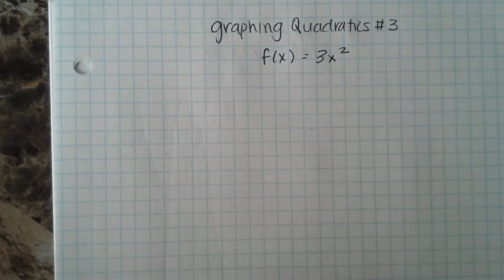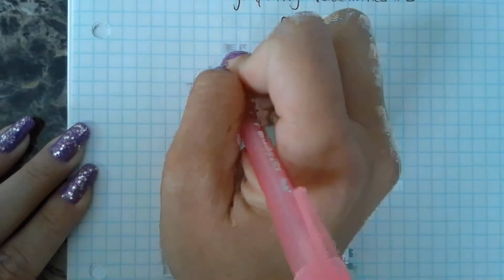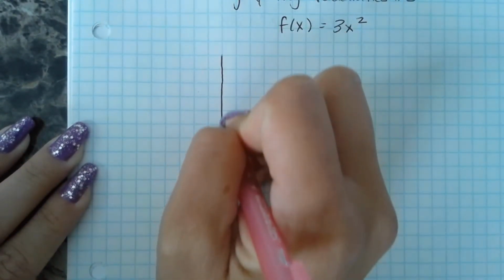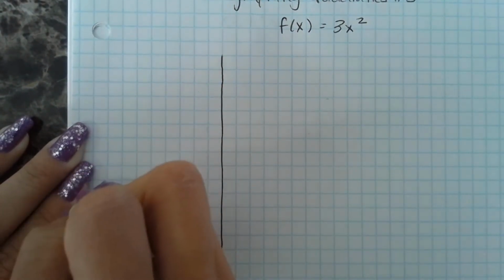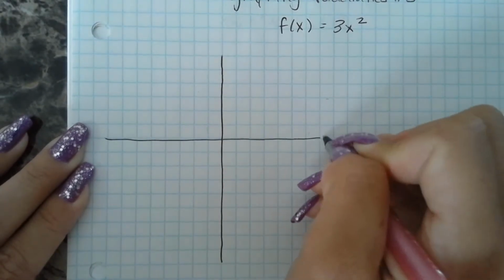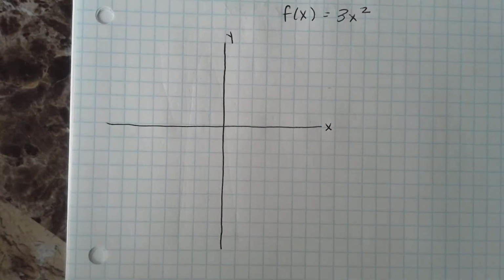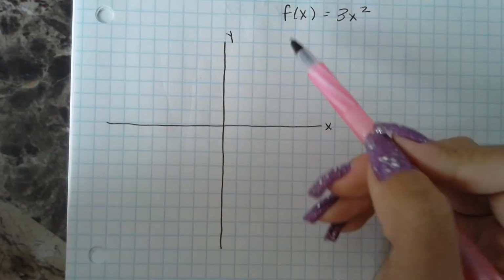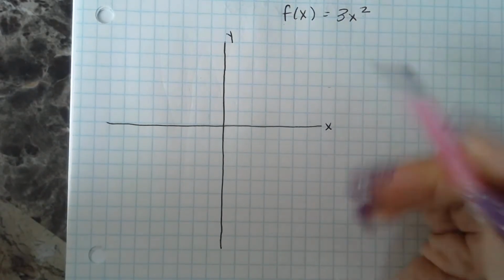So the first thing I like to do is go ahead and just draw my x and y axis. So let's draw it like this. My x and my y. So this is your x and this is your y, okay? Now, the equation that they give us is f of x equals 3x squared, okay?